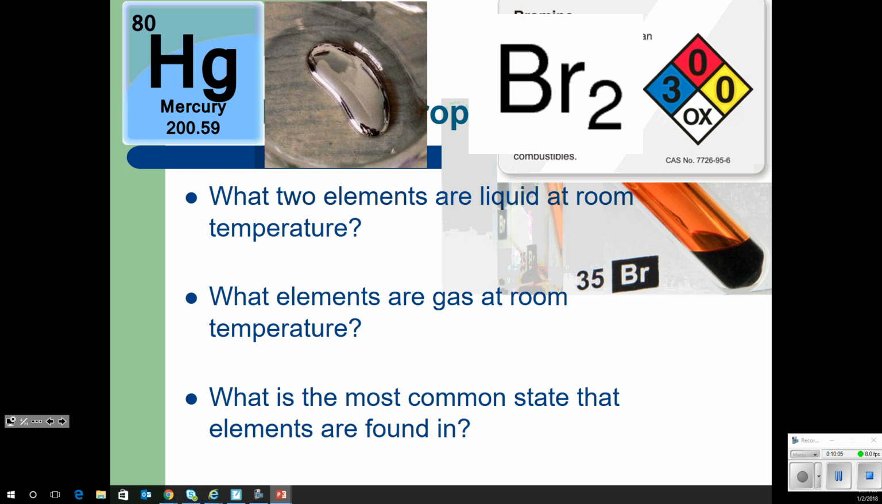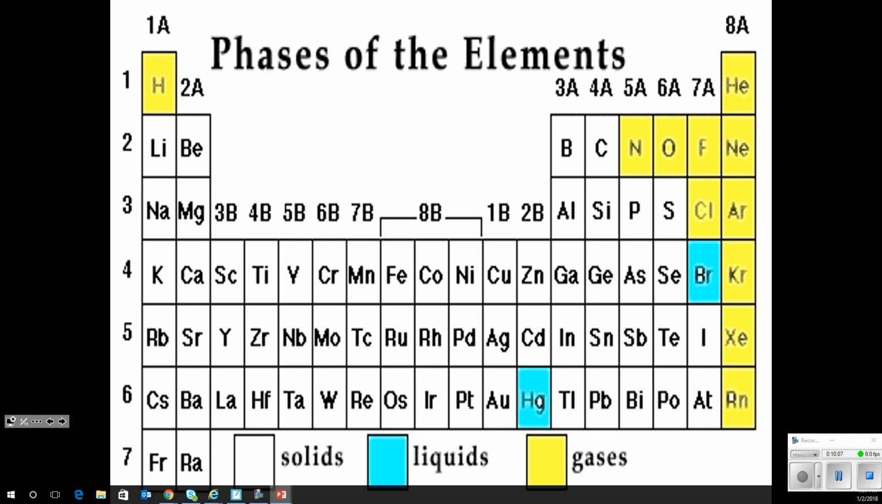Hydrogen. Okay, so if we look at this lovely chart right here, the yellow are our gases, and the blue are our liquids. What are the whites? Solid. So most of the periodic table, most of the elements at room temperature are solid. And if we know just the liquids and the gases, then we know everything else is solid.